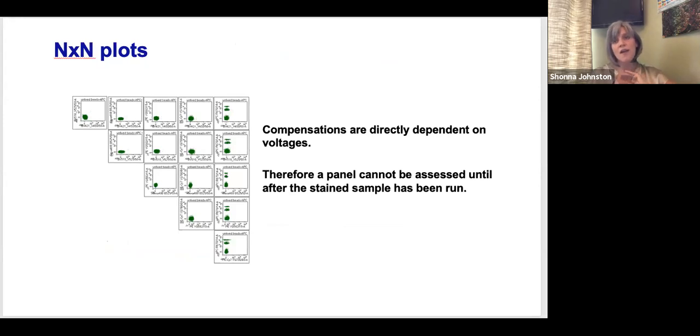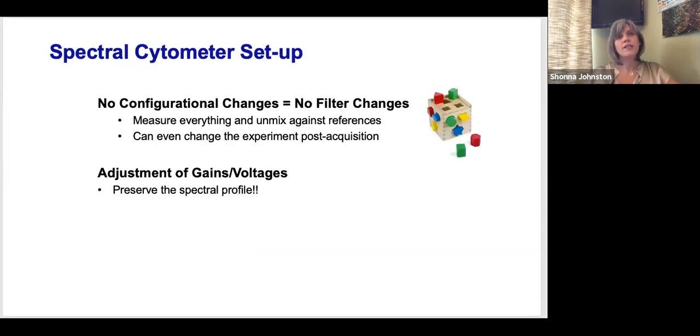So it doesn't matter how much theory you've gone through. I've seen some panels that in theory look absolutely dreadful, but work really, really well. And some panels that you think are going to work really, really well don't quite live up to that expectation in practice. But when it comes to spectral flow cytometry, where are you going to go with your workflow?